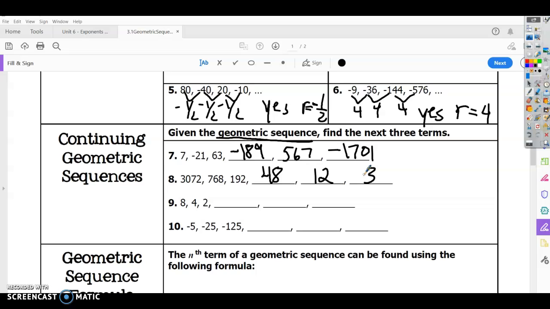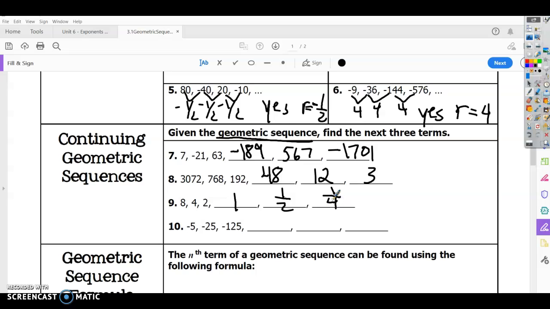All right, so number 9. 4 divided by 8 is 1/2. So we're going to look at that and say, what is half of 2? Half of 2 is 1. What's half of 1? 1/2. And what's half of 1/2 is 1/4.